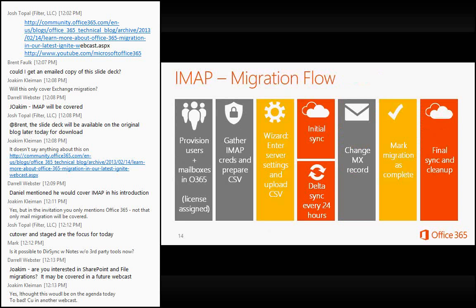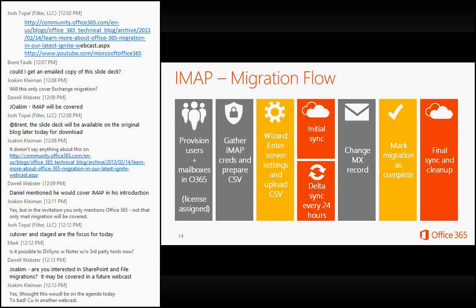So as we've said, the migration flow here is provisioning users, and then the mailboxes in Office 365. We need to gather the IMAP credentials and prepare that CSV file. We then run the wizard from the Office 365 portal, upload the CSV file, and specify all the server settings. We do an initial sync, and then a delta sync every 24 hours after that. That's non-configurable, a static 24 hours.